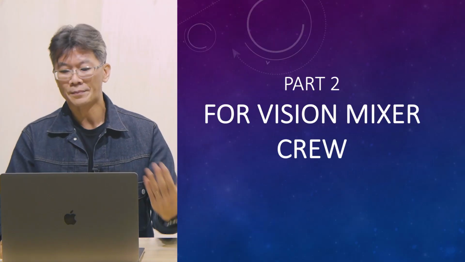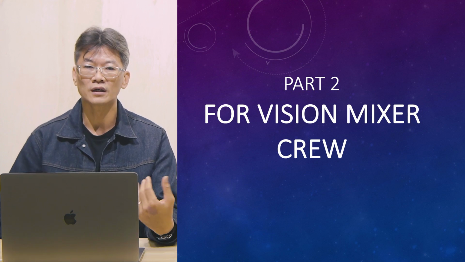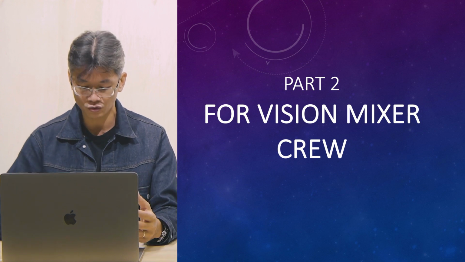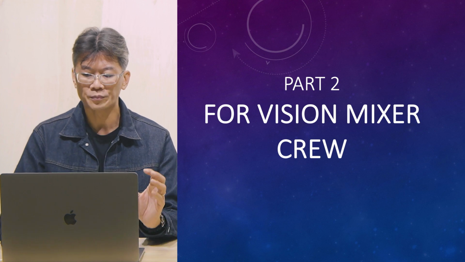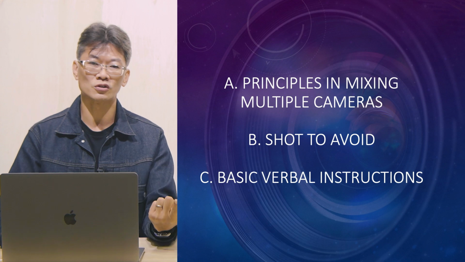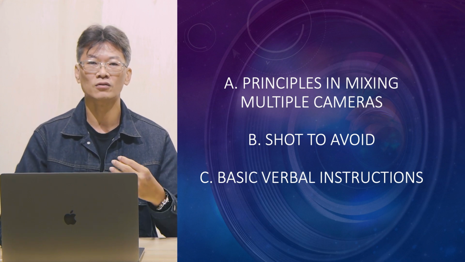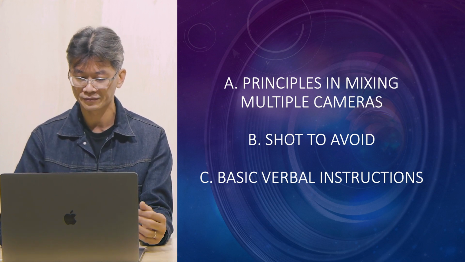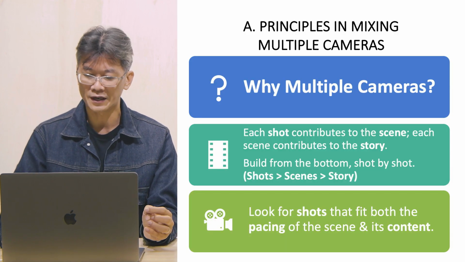Here it will be part 2 of the vision mixer, and we will want to go into how to put all the multiple cameras together, right? In this part, we will look at the principles in mixing multiple cameras, part A, and B is shots to avoid, and C is some basic verbal instructions on how to communicate between the video mixer and the cameraman. Now, A would be principles in mixing multiple cameras.